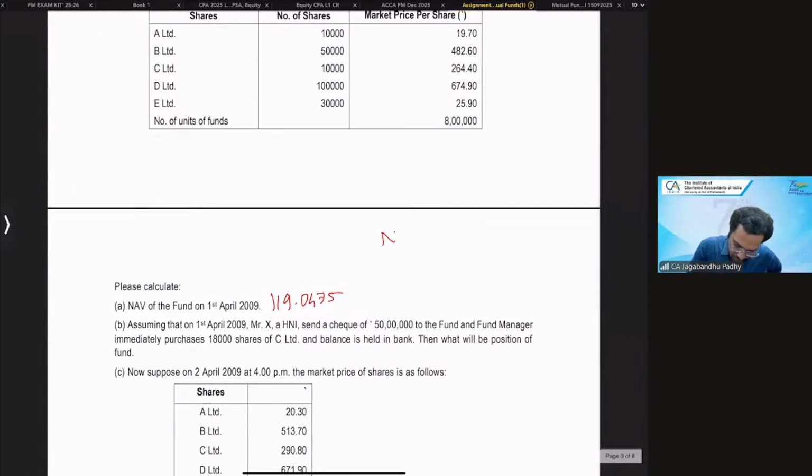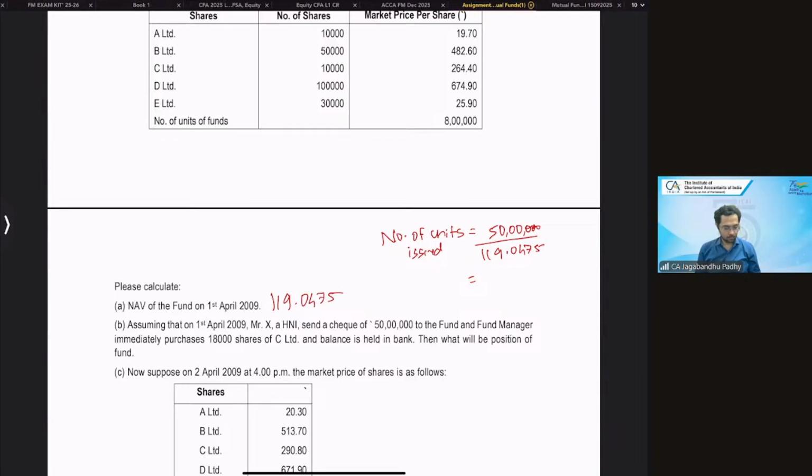What is the number of units issued? It's going to be 50 lakhs divided by 119.0475. How much is the number of units issued? 50 lakh divided by 119.0475.